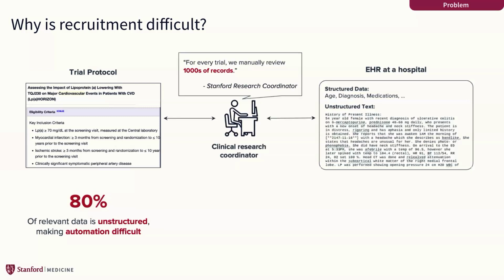Well, like many things, they just throw people at the problem. They typically hire an army of clinical research coordinators whose job is to basically manually go through every single patient record and every trial that's enrolling and say, hey, does this patient meet the eligibility criteria of this trial, right? For a single trial, we did a bunch of interviews at Stanford, a research coordinator might go through thousands of patient records by hand, right? And this is not an easy process.